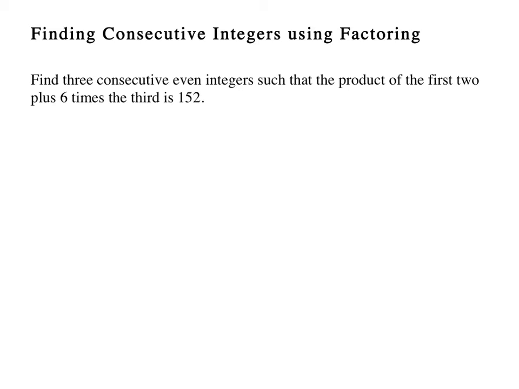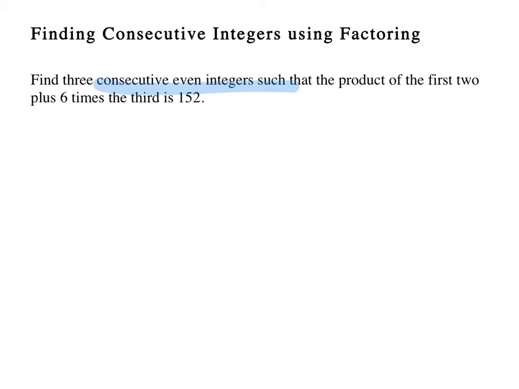Okay, so find 3 consecutive even integers such that the product of the first two plus 6 times the third is 152. So what we're going to do first, once I see 3 consecutive even integers: when we're talking about consecutive even integers, it means like 2, 4, 6, or 10, 12, 14, or 20, 22, 24. Things like that. They're in order, there are no skips, and it's all even, right? It's the same for odd too.